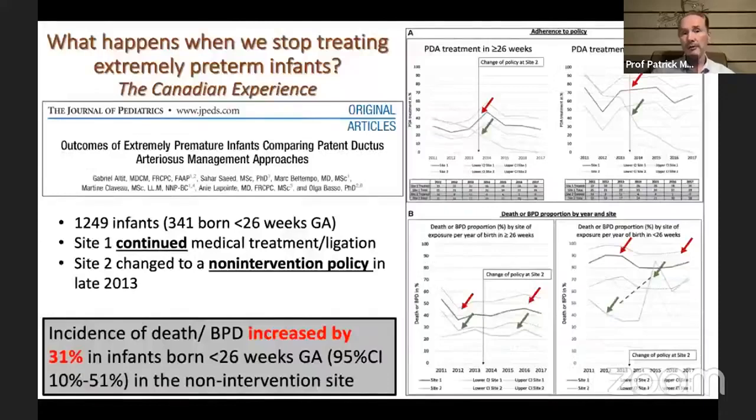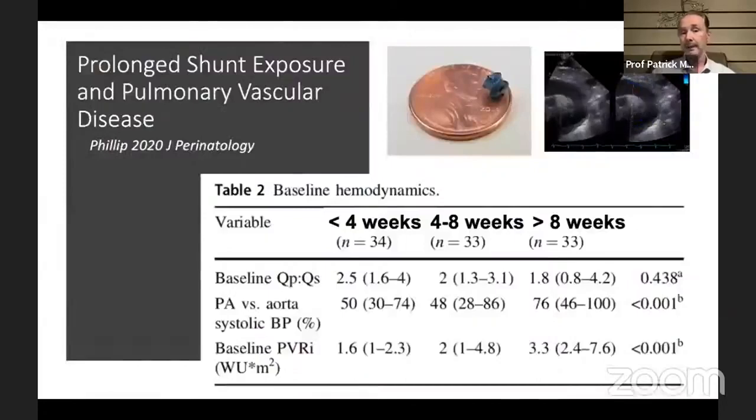What's even more important, I would say, is actually what happens when you stop treating the PDA. This is some data from a center in Montreal, in which in 2013, they completely stopped treating every PDA. And what they found was a 31% increase in the incidence of BPD over the next 10 years. Never in the history of neonatology have we seen things getting worse. I think this is very important data.